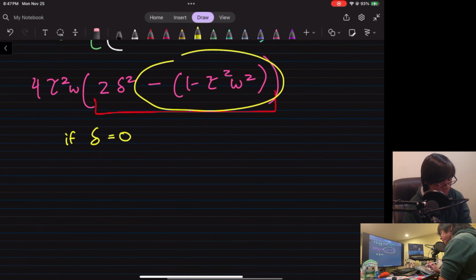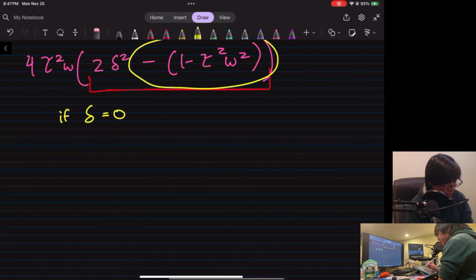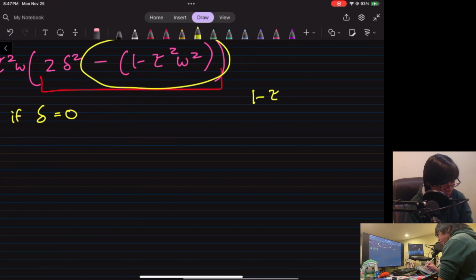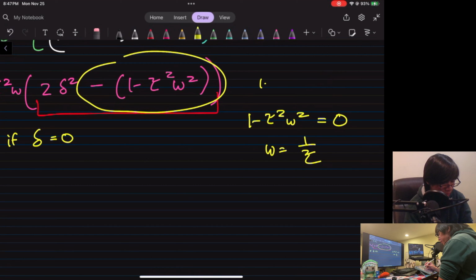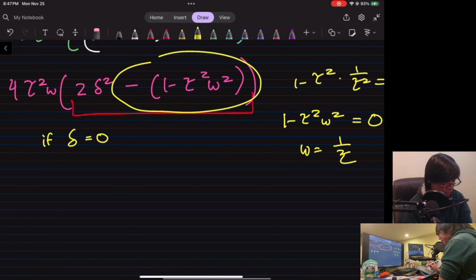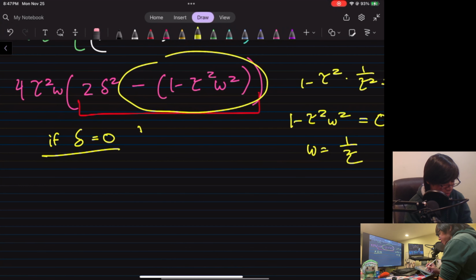How does this go to 0? Then 1 minus tau squared omega squared must be equal to 0. Well, omega has to be 1 over tau. If that's the case, we would have 1 minus tau squared times 1 over tau squared, so that would be 1 minus 1, and that's 0. So if zeta is equal to 0 and our angular frequency, our sinusoidal input, has a frequency of 1 over tau, then AR will reach its max. So that's the peak I was talking about.